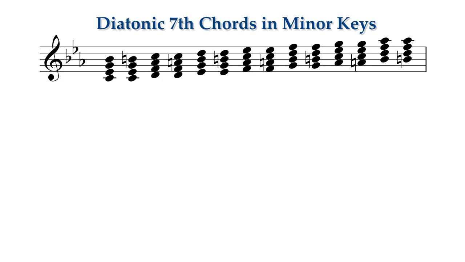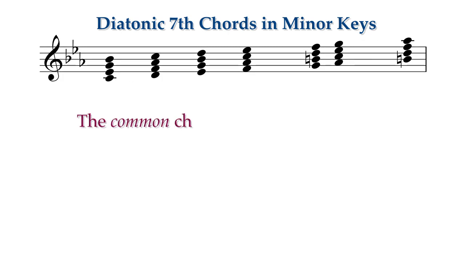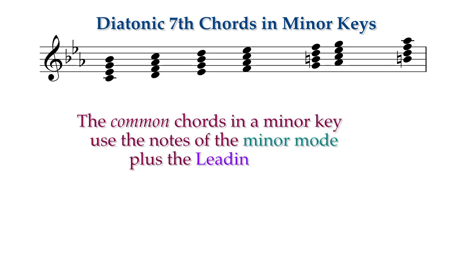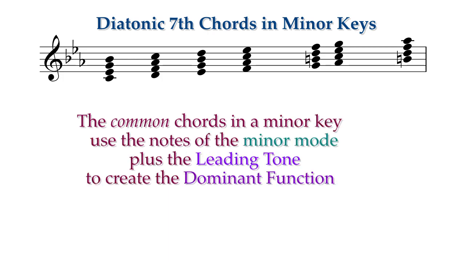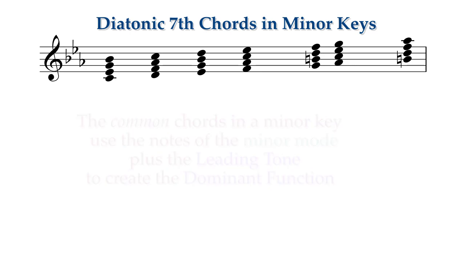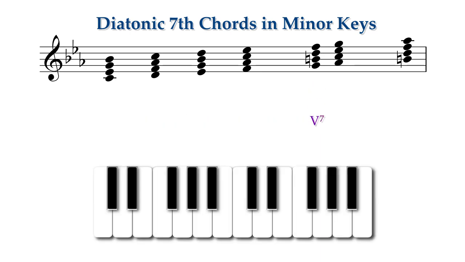If we look at the more common chords first, we will use the notes of the minor mode, except when we build a dominant harmony, the 5 chord or the 7 chord, in which case we must have a leading tone. The 5 chord is a dominant 7th chord, a major triad with a minor 7th.